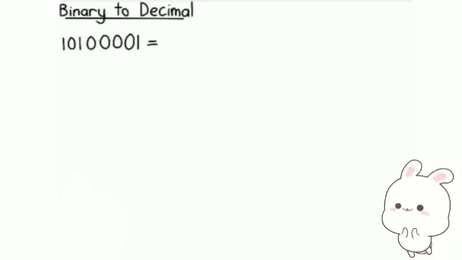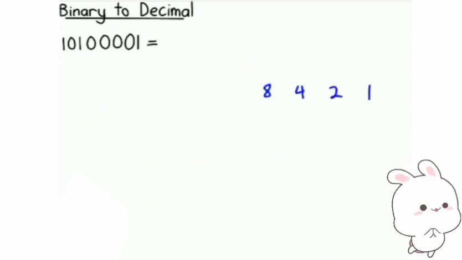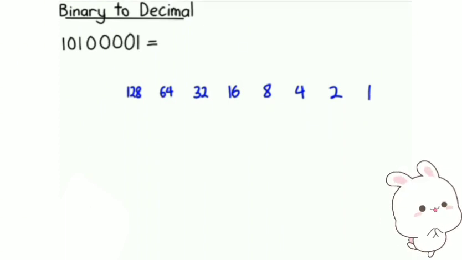How to convert binary to decimal? First, write down the geometric sequence of 2, which is 1, 2, 4, 8, 16, 32, 64, and 128. It cannot go any farther because the given binary code is only 8 digits.